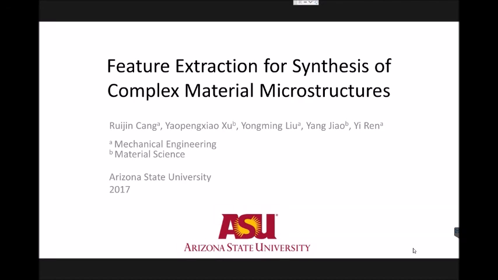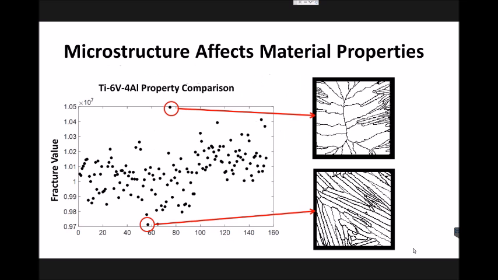The topic to be discussed here is feature extraction for synthesis of complex material microstructures. It's been widely accepted that different microstructures of the same material correspond to different properties. Let's look at Type 64 as our showcase. Different patterns of microstructures of Type 64 have totally different material properties of interest, such as fracture value.